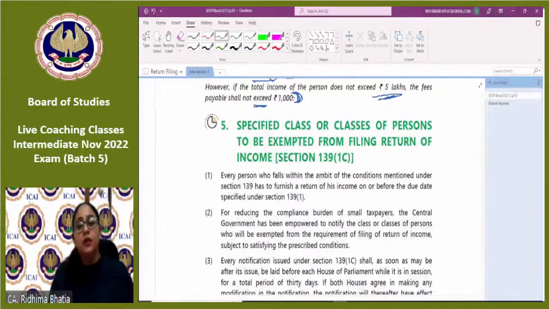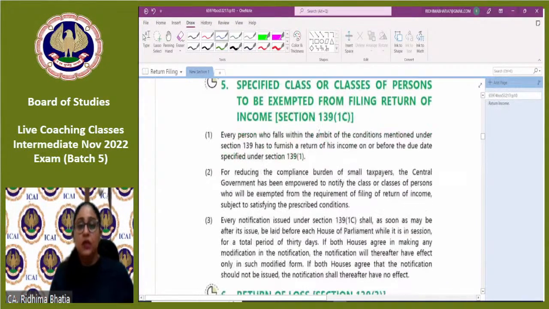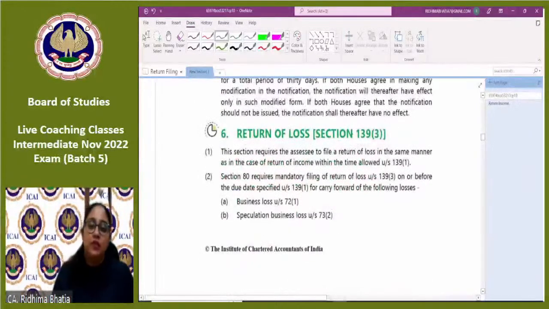1C gives the income tax department the power that the central government can exempt certain classes of people who may not be required to file the return. So basically they will put forward some notification through which they will exempt a category of persons. There are categories of persons which are exempt, but that is not applicable at your level. So 1C is just a clean read. Next is 139(3), return of loss.